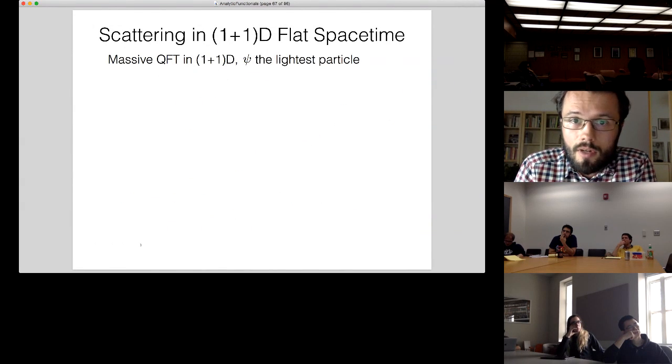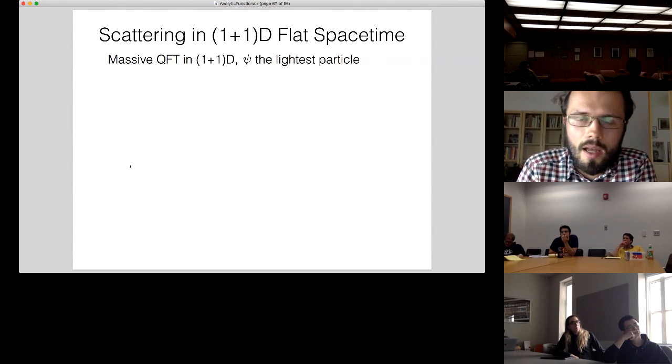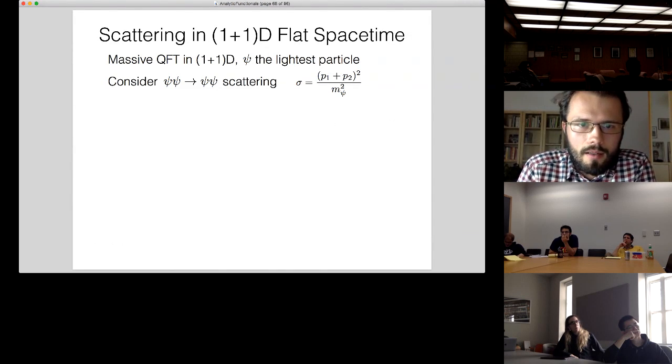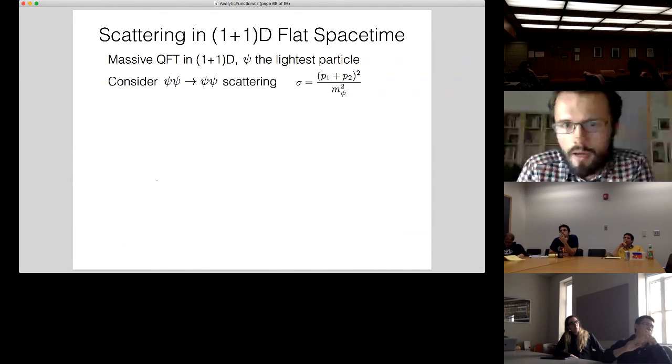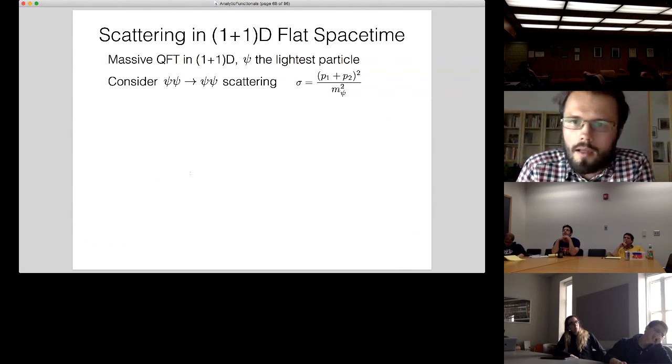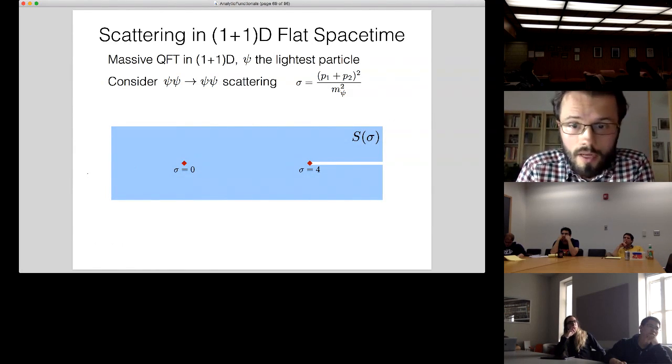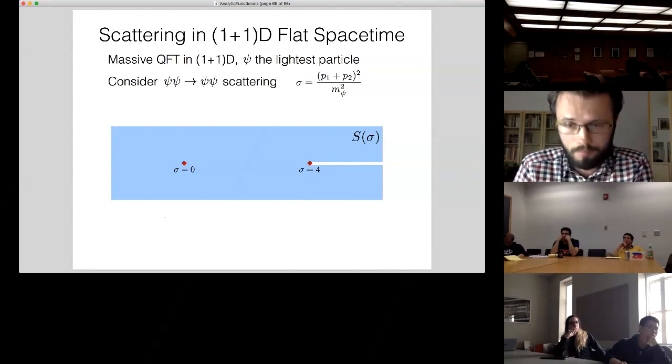Okay, so let's just do a quick review of scattering in massive quantum field theories. Let's consider a massive quantum field theory in 1 plus 1 dimensional space-time. And let's take psi to be the lightest particle of this theory. And let's think about scattering of 2 psi particles into 2 psi particles. The only kinematic invariant of the scattering is this Mandelstam variable sigma, (p1 plus p2) squared, normalized by the mass of the psi particle squared to make it dimensionless. Now the whole two-to-two scattering is described by the S matrix, which is a function of sigma, where physical scattering corresponds to sigma being real and greater than 4.